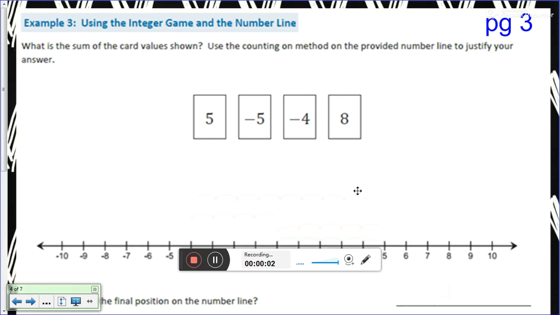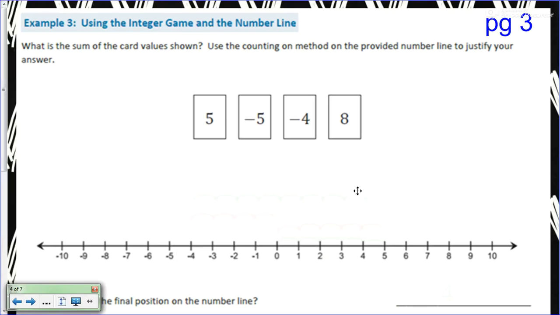Alright, we are going to do one more problem together, and you can find this one on page 3 of your binder. We're going to be talking about the counting on a number line method, but this time we're going to call it counting on. And when we count on, we're just adding on to things that we've already counted.